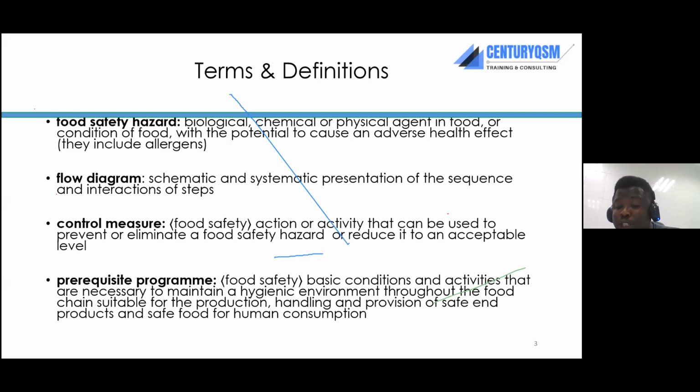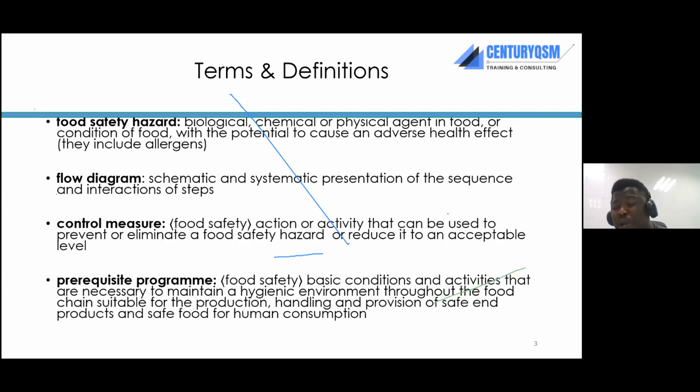Then control measure, as the name depicts. So what are you measuring? You are measuring something at a particular point, and you are trying to put a control so that you don't exceed the critical limits. So control measure is just any activity that can be used to prevent a hazard, or even reduce it to an acceptable level, in case it's not able to prevent it totally.